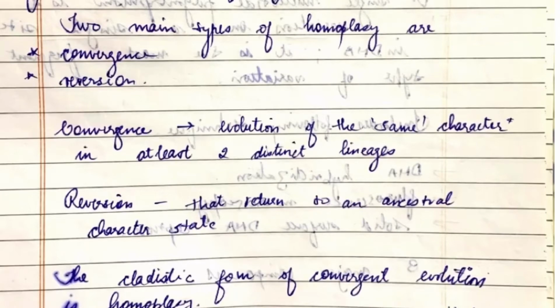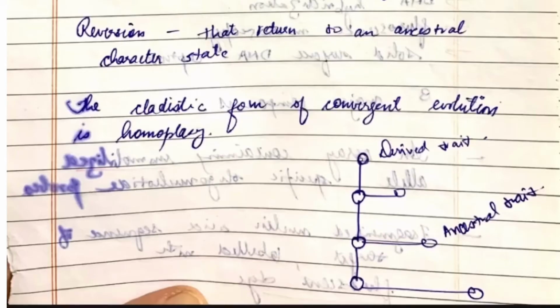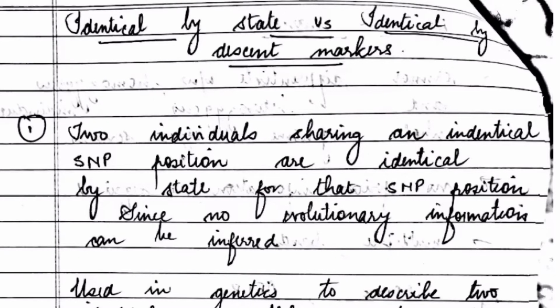These topics are not very important, but as it is mentioned in the Amity syllabus, I've mentioned them from books and some useful links, so you can go through them, because usually we students find difficulty in finding information about these topics. Next is identical by state versus identical by descent markers.